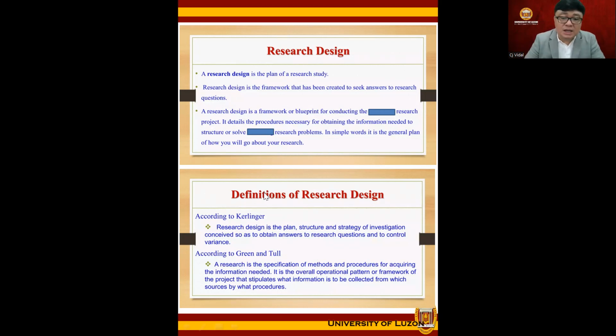Similarly, Green and Tull provided the following: research design is the specification of methods and procedures for acquiring the information needed. So it is appealing to the problem-solving nature of any research undertaking. It is the overall operational pattern or framework of the project, stipulating what information is to be collected from which sources and by what procedures.